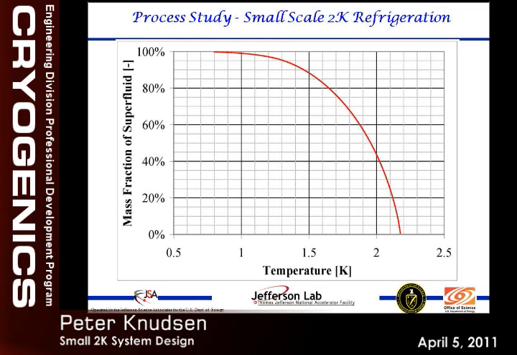And this slide is showing temperature versus the mass fraction of superfluid. This is lambda right here. Obviously, you just start to get some superfluid, and as you get colder and colder, you get all the way to 100% superfluid. At 1 Kelvin, you roughly have about 99% superfluid. At the temperatures we typically operate at here at JLab, we're at about 2 Kelvin right here. So it's about 43% superfluid.